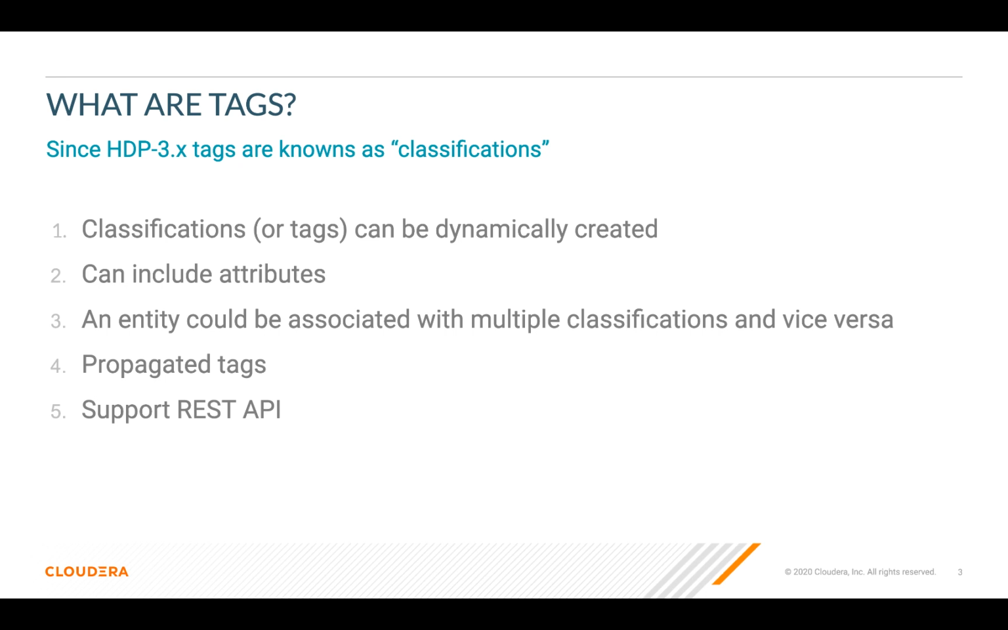These classifications can include attributes that can help to distinguish between two different classifications. Then an entity could be associated with multiple tags and vice versa. You can create propagated tags, which means that an entity which is related to the tagged entity is also associated with the tag which is associated with the earlier entity. And classifications also support REST API.